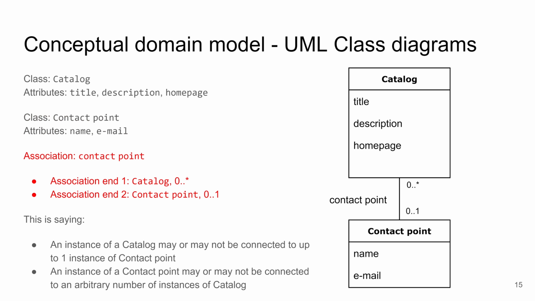Now, there are multiplicities for each association end. As you can see, for the catalog association end, we have 0 to many. The star represents many. And at the contact point association end, we have 0 to 1. This means that one instance of a catalog may or may not be connected to up to one instance of contact point. So basically, a catalog either has or has not a contact point. On the other hand, one instance of a contact point can be connected via this association to none or up to many instances of a catalog. So one contact point can serve as a contact point to many catalogs.